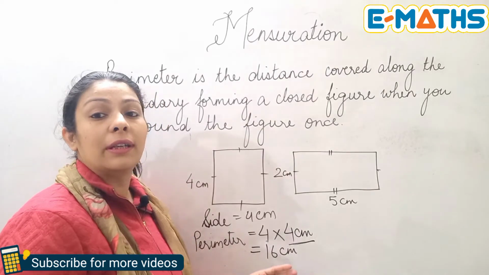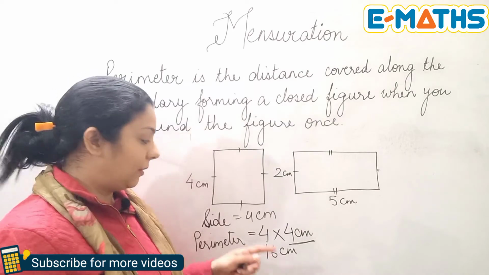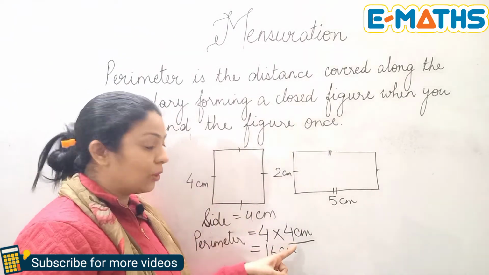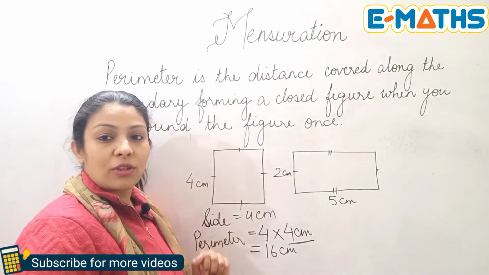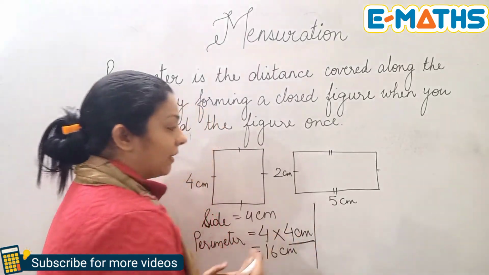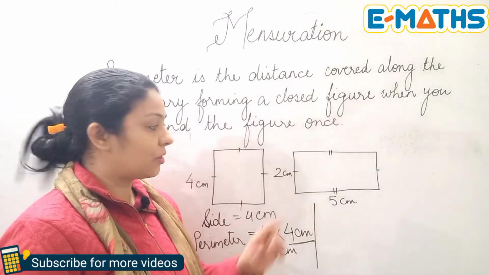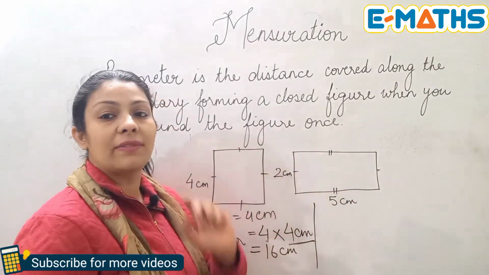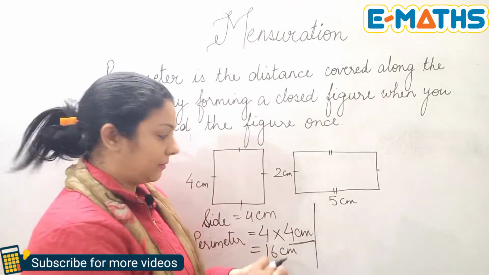So here is the way to find the perimeter of a square. Always remember that this 4 has come from the number of sides, and the other one is the measurement of one of its sides. So that's how we have found it out for a square. Now in case of a rectangle, we know that opposite sides are equal. So this 2, this will also be 2. If this is 5, this will also be 5. So we have 2 lengths and we have 2 breadths.